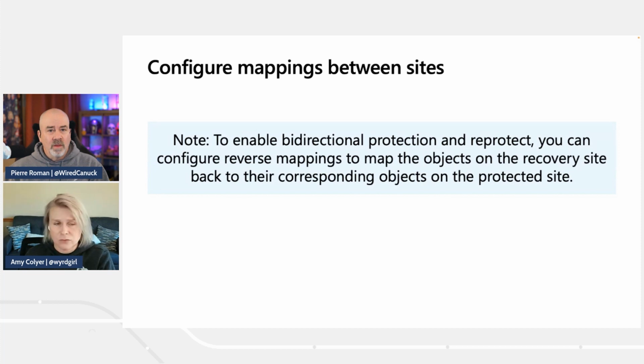What do you mean by bidirectional protection and reprotect? Well, once you fail over, you eventually want to fail back, I would think. So you need to tell it how to fail back over. You don't want to just go one way, you want to go the other way too. Because if you've operated for a couple of days on your backup site, you want to be able to replicate those transactions back to your primary site before you fail back. Correct, I get it.